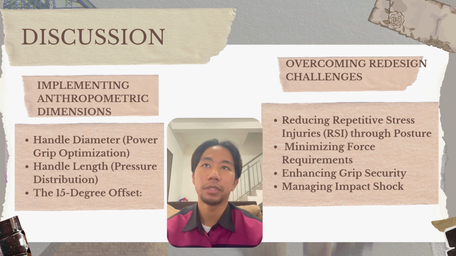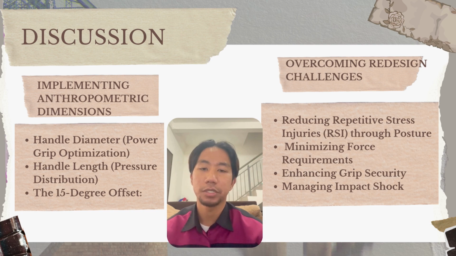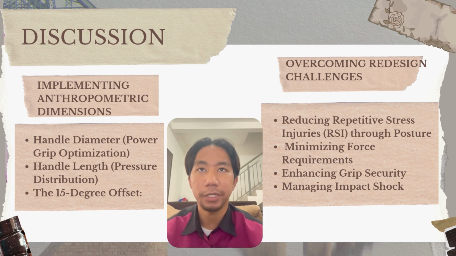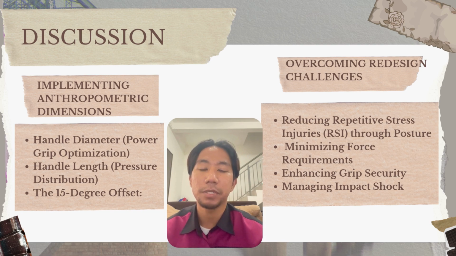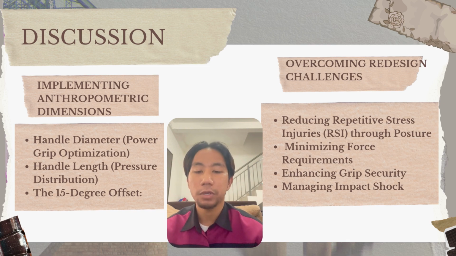Okay, next is the discussion. Number one is implementing anthropometric dimensions. First is handle diameter, which is power grip optimization. The CAD model utilizes an elliptical diameter of 40 mm. This specific measurement allows for maximum torque and force transfer from the forearm while minimizing the squeeze force required by the user.